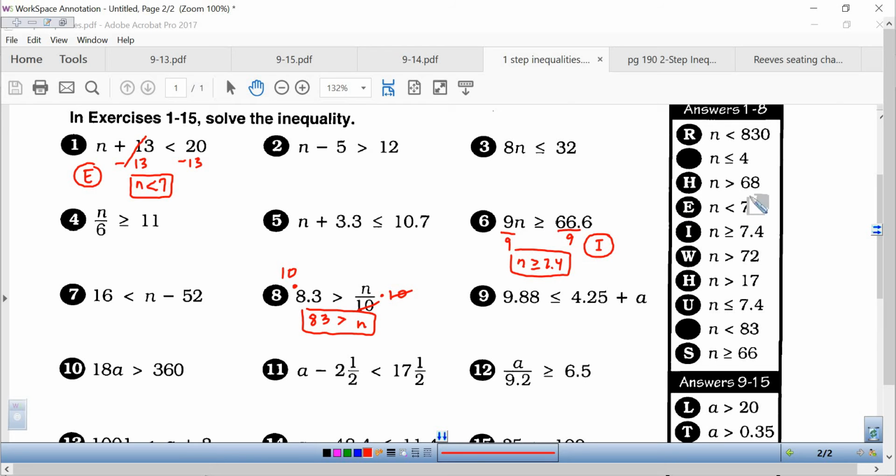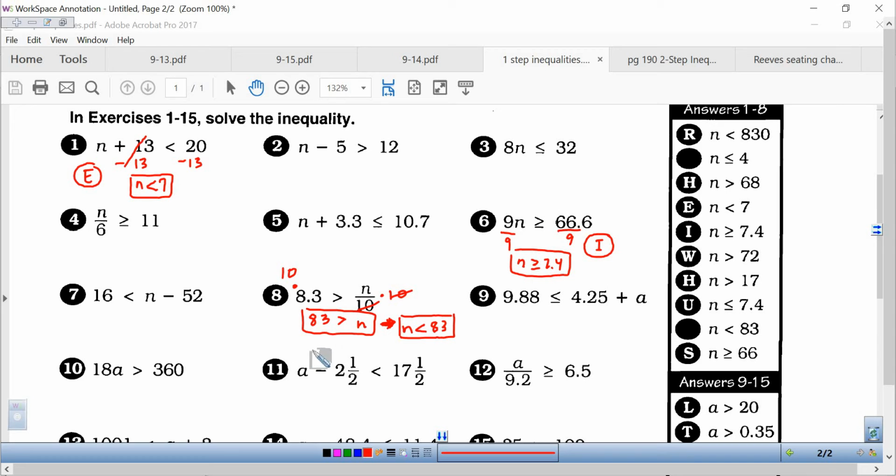83 is greater than n. When I look over here, do you see how these all start with n's? Mine doesn't, so be careful. This doesn't say n is greater than 83. It says 83 is greater than n. So we're going to flip that around and write it the other way. If 83 is bigger than all the n values, when you flip that around, what do you get? You get that all of the n values are smaller than 83. Do you see how that works?